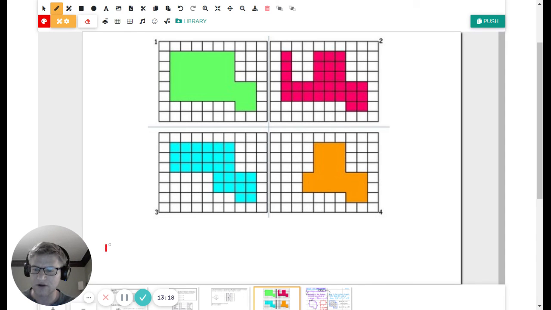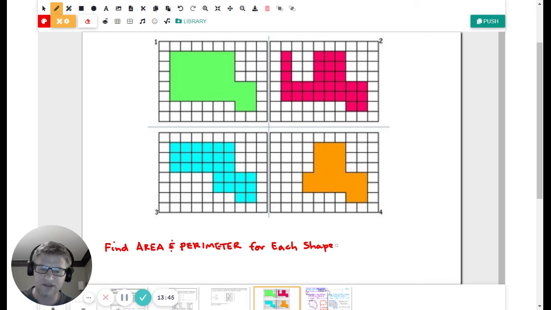So your instructions are: find area and perimeter for each one, okay? And show your work. So area and perimeter for each shape. And these are all polygons, by the way. They're closed shapes, so because they're closed shapes, we could say they're all polygons. Now, when you do that, I want you to think about what makes something have a long perimeter, and what makes something have a large area.